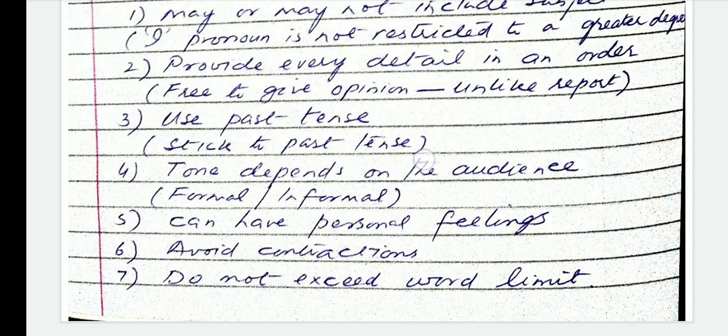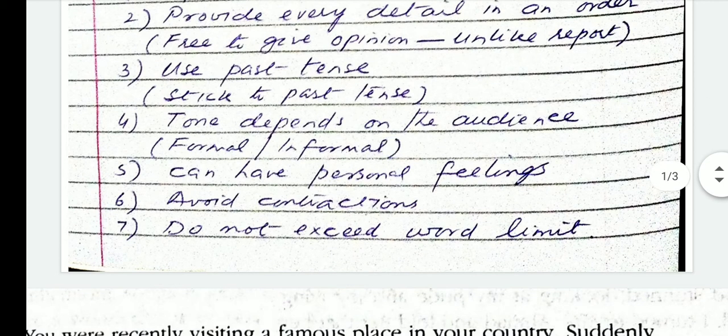Then the fourth is that tone depends on the audience, definitely. If you are writing an account to the principal, your tone will be formal. If you are writing it to your classmates or schoolmates, your tone will be slightly informal. So this is the difference. You can have personal feelings, as I told you earlier as well. In the second point, as you are free to give your opinion, similarly you can include your personal feelings and emotions, unlike in reports.